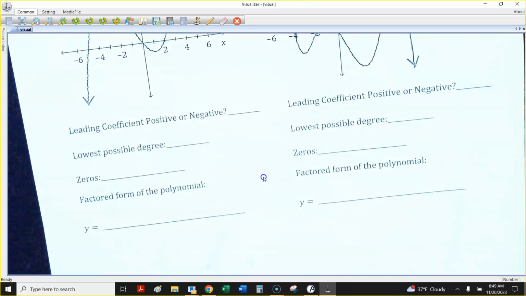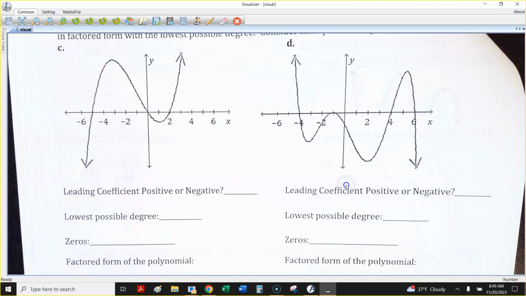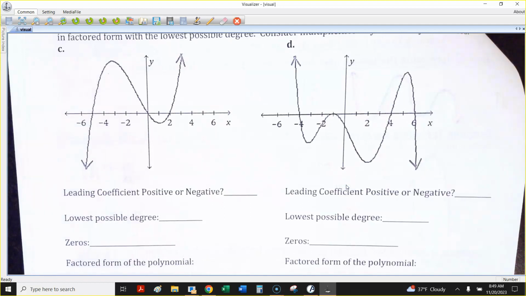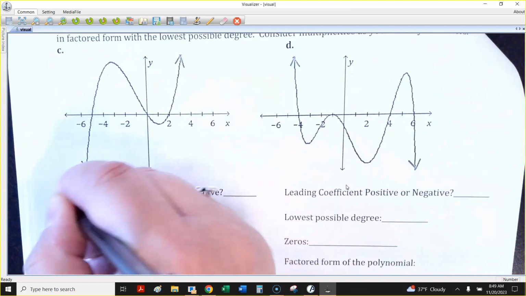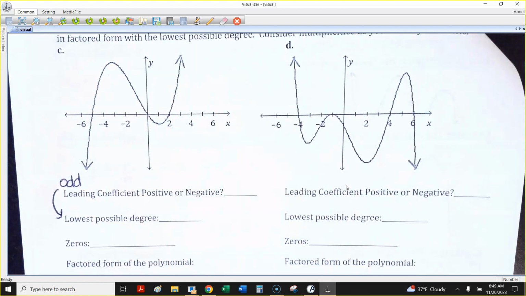All right, what do we think? I know I don't ask you this, but what do you think for this graph? Is it odd or even for the degree? This has to be odd. And that'll go with the lowest possible degree. So it's got to be like a 3, 5, 7, something like that.